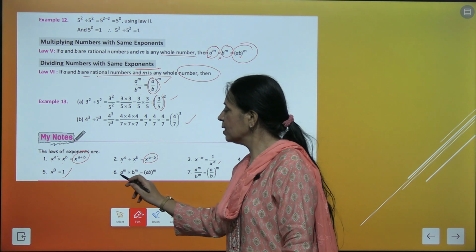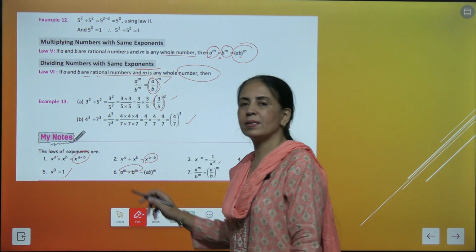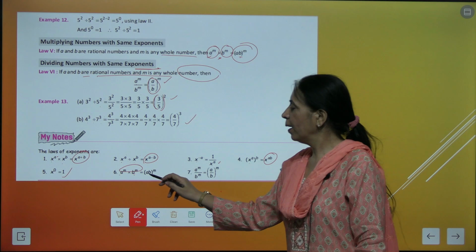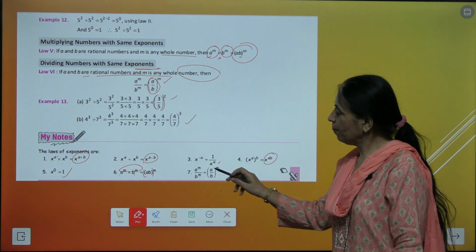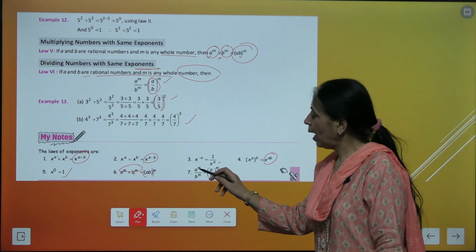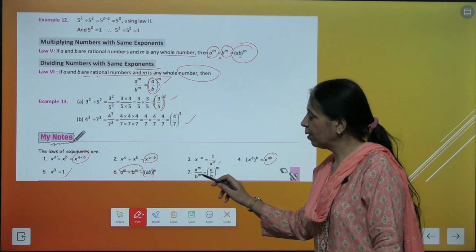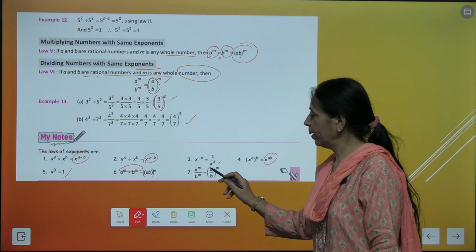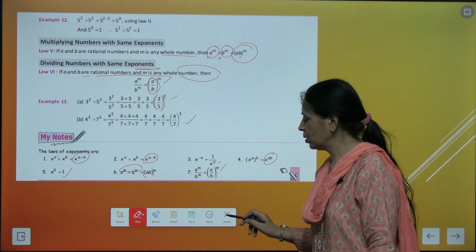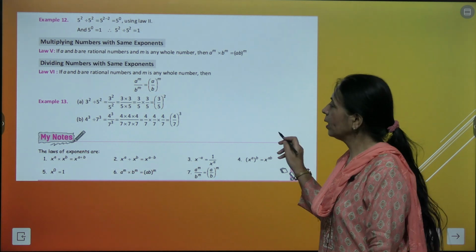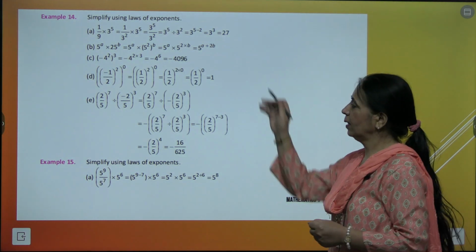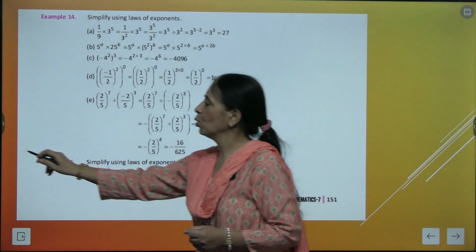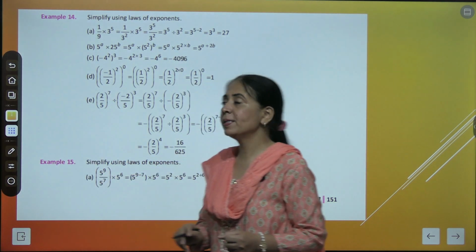If bases are different and the powers are the same and we multiply, it becomes a multiply b raised to the power n. And the same rule is used in division also. If a raised to the power m divided by b raised to the power n, then we will write a upon b raised to the power m. Got it? And now we are going to simplify these questions using the laws of exponents that we just learned.